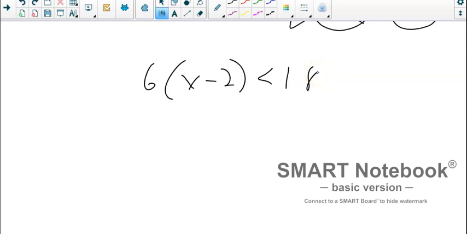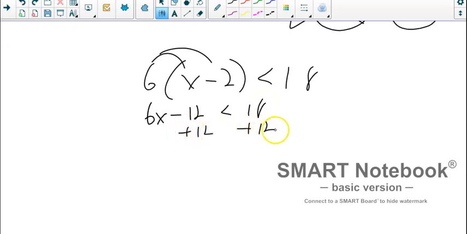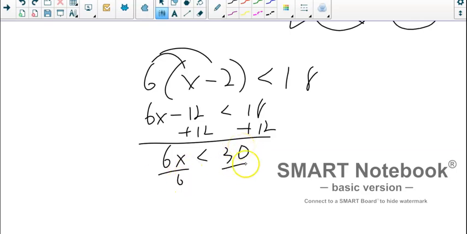Okay. Now again, I have a choice here. I could distribute the 6 or divide the 6 right off the bat and save a step. I'm going to distribute it this time. That's okay. 6x minus 12 is less than 18. Add 12, add 12. 6x less than 30. Divide by 6. x is less than 5. That's my answer. I'm going to put that on a number line.